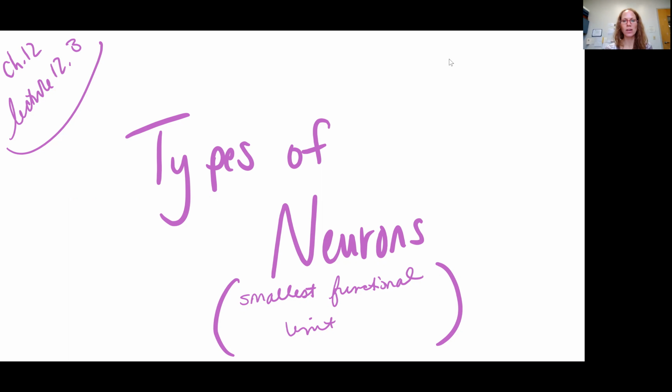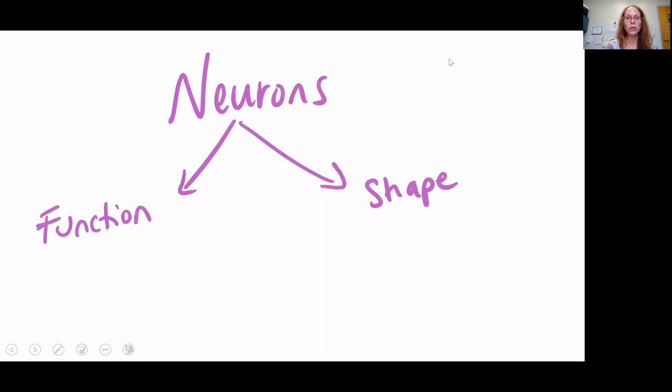And our topic here is investigating those neurons and how they're classified a little bit more. Remember, our neuron is the smallest functional unit in the nervous system. It is the cell that is doing all of the communication, collecting data, processing data, and directing responses. Our neurons can be divided up, or classified, I should say, based on their function and also their shape.